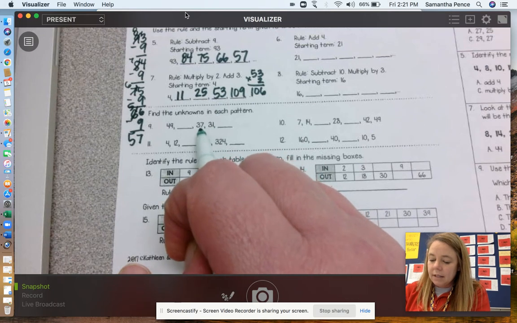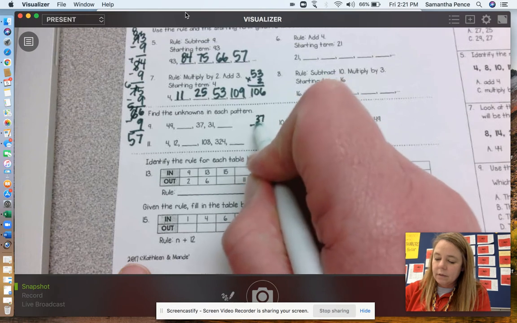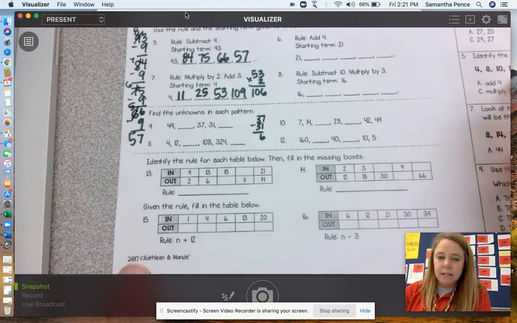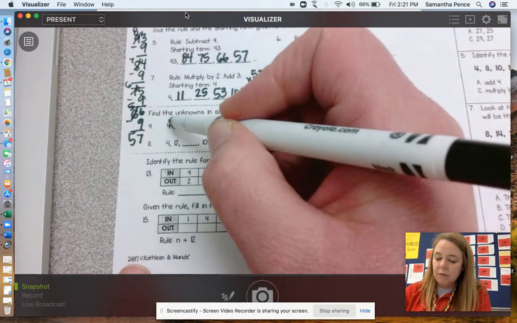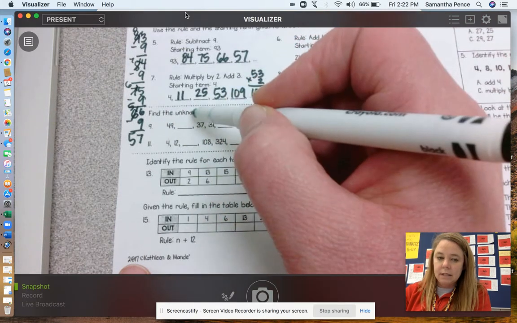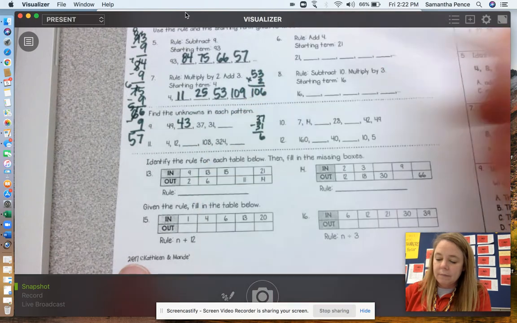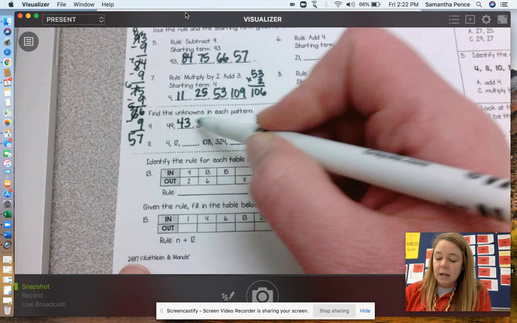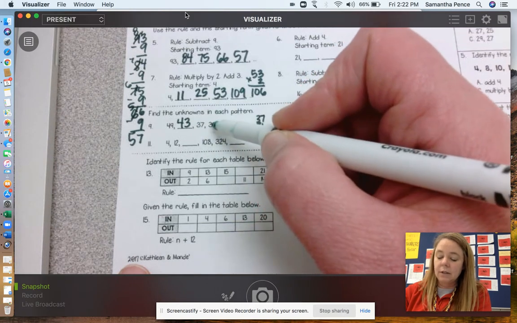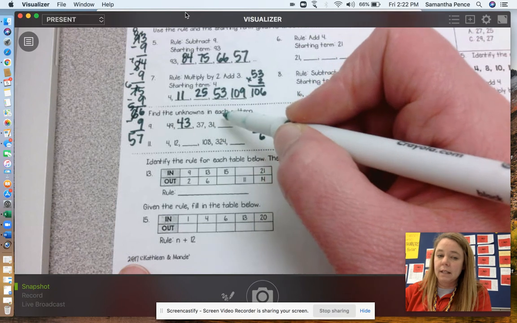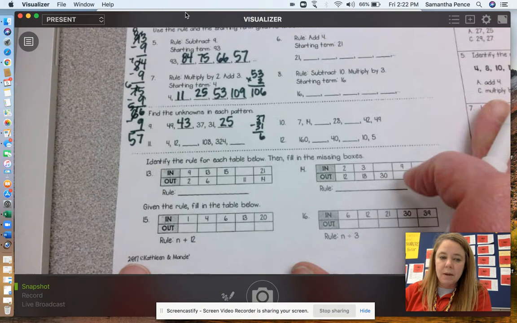Well, if I subtract 6, so 37, this is what I was thinking in my head, minus 31, and that's 6, right? So I'm subtracting by 6. Let's see if that pattern's going to work. I have 49 minus 6. So 49 minus 6 is going to be 43. 43 minus 6 is 37. 37 minus 6 is 31. 31 minus 6 is going to be 25. That's going to be my pattern.